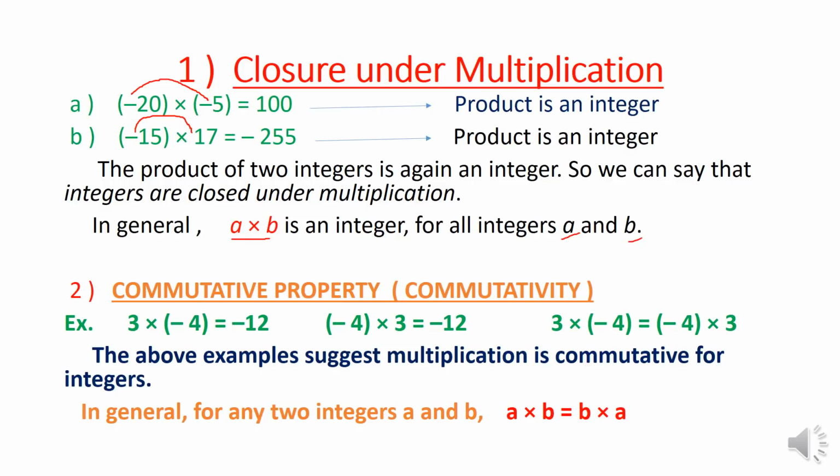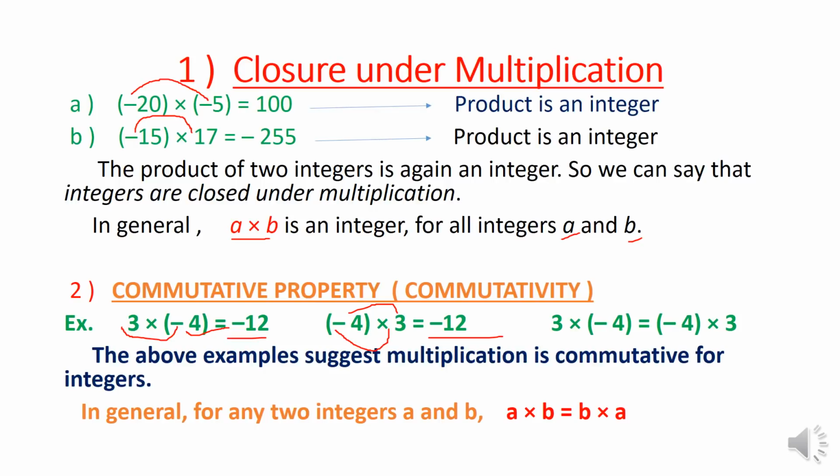Now, let us consider the next property, commutative property or commutativity. For example, 3 multiplied by minus 4, here you will get minus 12 because plus multiplied by minus, the answer will be minus. Similarly, now I am changing the order. So, minus 4 multiplied by 3, you will get again minus 12 because minus multiplied by plus is minus. So, in both the cases the answers are the same.